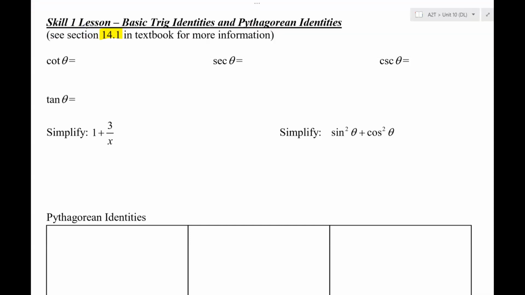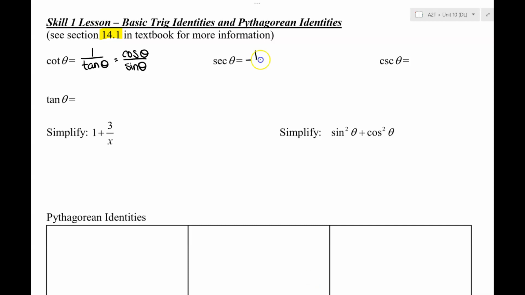So before we get into the Pythagorean identities, think about what we know cotangent to be. Cotangent can also be written as 1 over tangent because it's the reciprocal. It can also be written as cosine of theta over sine of theta. These are all considered basic trig identities.